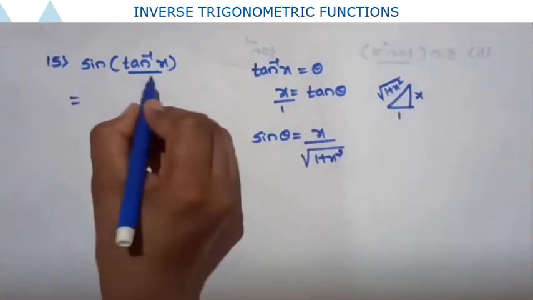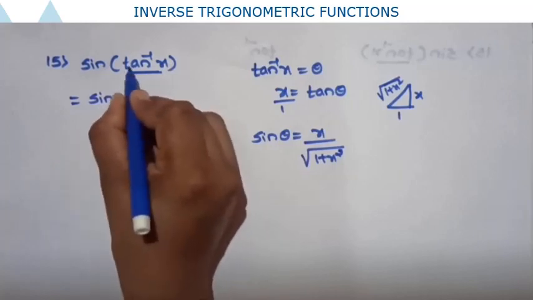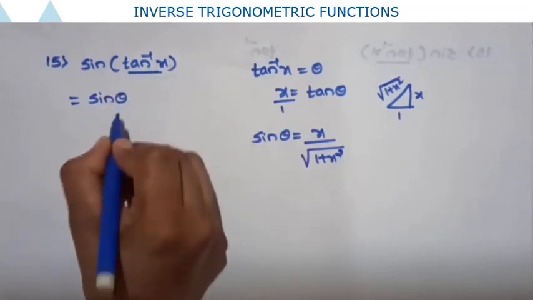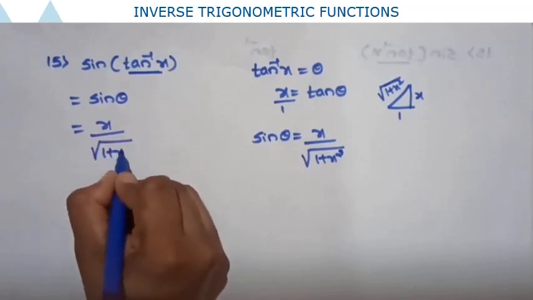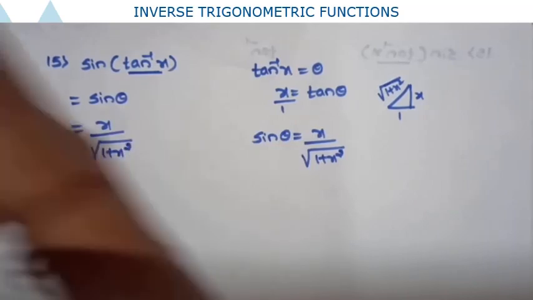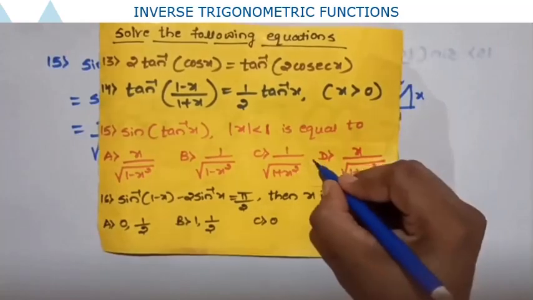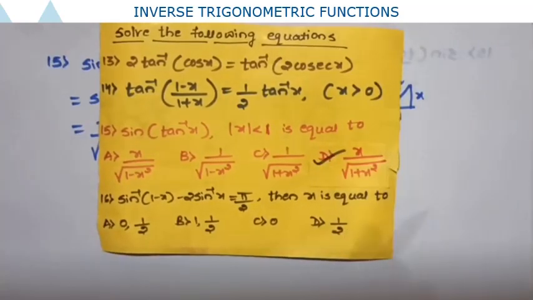So therefore we can write sin tan inverse x as sin theta. What is the value of sin theta? The value of sin theta is x divided by root of 1 plus x square. Okay, so which option is correct here? Option D is correct, x divided by root of 1 plus x square.